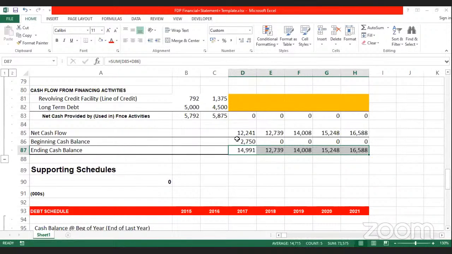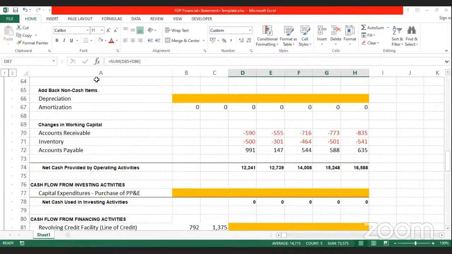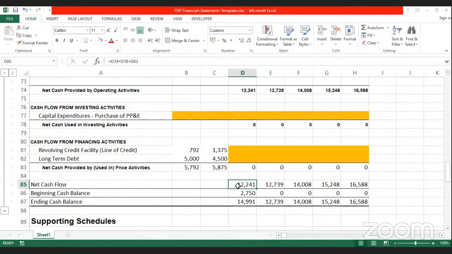So here my cash flow statement ends, where I have considered the 3 activities plus the opening balance. This year I have earned 12,241 and the previous balance was 2,750. So when I close my books of account, I am getting the amount 14,991. Okay.